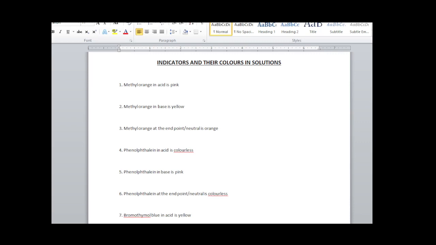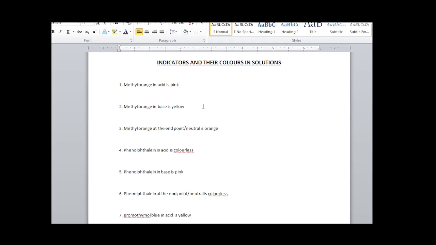So these are examples of indicators that are used in volumetric analysis. Okay, so I just decided to put this here to help broaden our knowledge on the possible questions that we can come across and what the answers will be when we come across such questions. So we have certain indicators that are used to identify certain substances if they are either acidic or basic, or even if they are neutral.